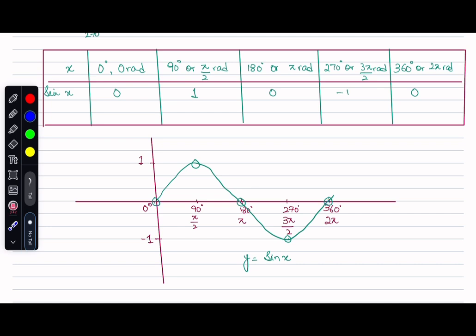Meaning, after sketching all these points with respect to the values that I have shown in the table, I can see that the sine graph or the sine curve goes like this. It's a wave that I should be following, a complete wave, a complete rotation for sine of x, which goes this way.